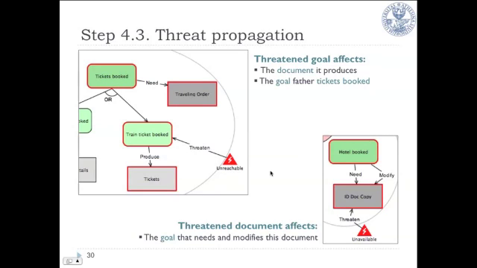affected. On the other hand, when we consider threats to documents, we want to see again how they affect the rest of the goals. So for instance, when ID doc copy is threatened, also the goal that needs this information in order to be achieved would be threatened. And similarly, we would see the propagation to all the rest of the stakeholders' assets through their interactions.